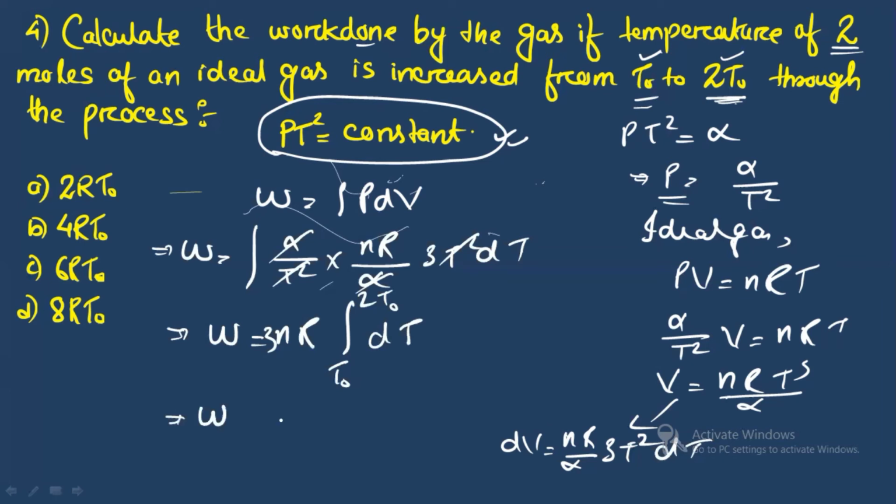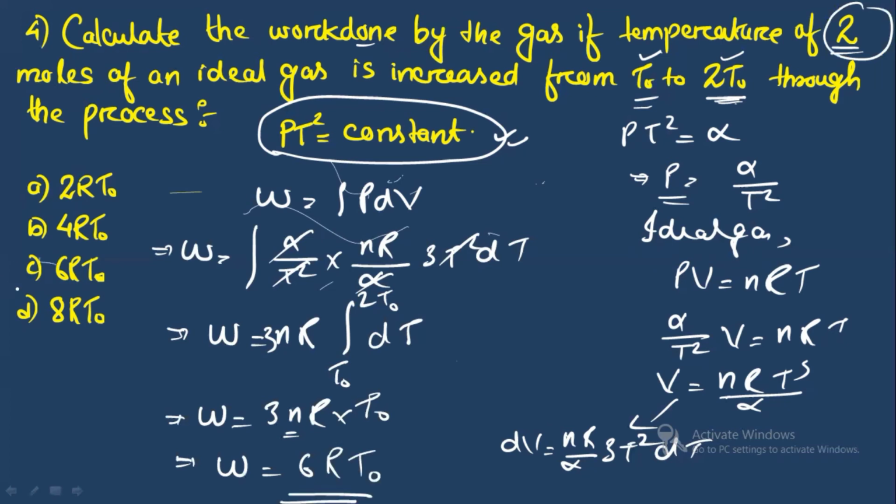So when you do this, you get 3 nR times the integration of dT, which is T. When you put the upper limit and lower limit, you get 2 T naught minus T naught, that means it is only T naught. So W will be equal to 3 nR T naught. n is equal to 2 because 2 moles of gas is given to you. So if you put n equals 2, you will get 6 R T naught. Right? So this is the work done, and the correct option is option C. Clear? You have to just use the work done formula and the given condition. Now let's come to the next question.